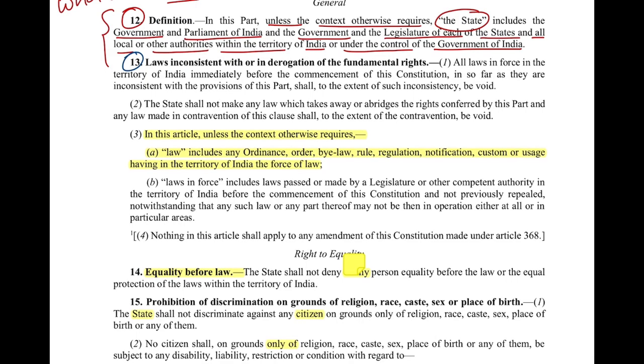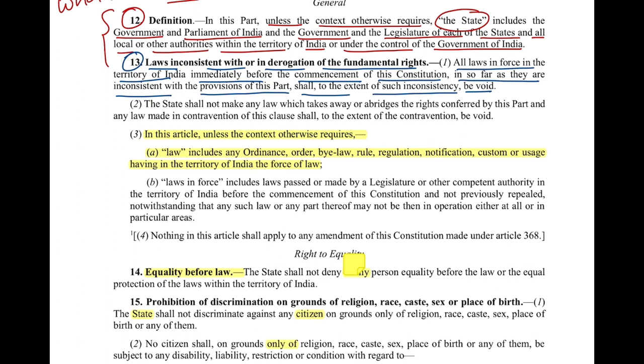Article 13. Laws inconsistent with or in derogation of the fundamental rights. All laws in force in the territory of India immediately before the commencement of this Constitution, insofar as they are inconsistent with the provisions of this part, shall to the extent of such inconsistency be void. Meaning, suppose given a law, there will be different sections of it. If a particular section is violating a fundamental right, only that section will become inconsistent. Primarily, it is talking about the laws which are before the commencement of the Constitution.